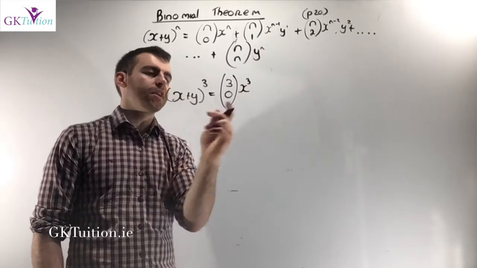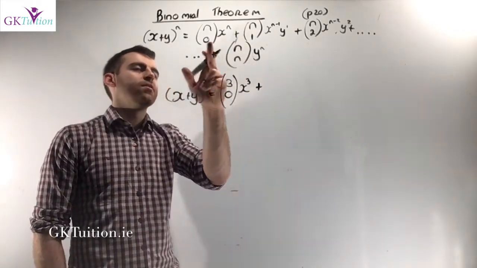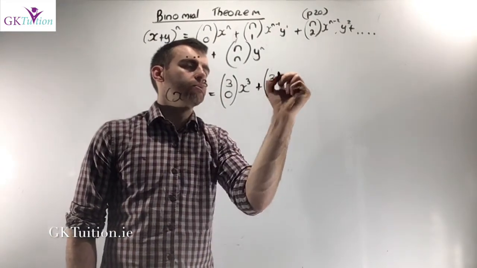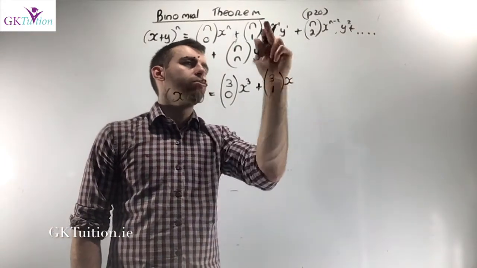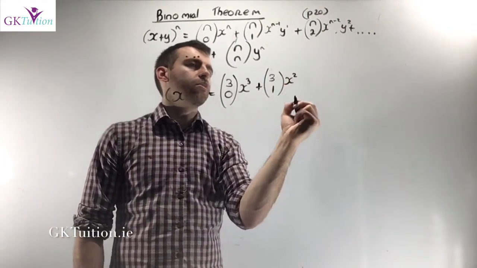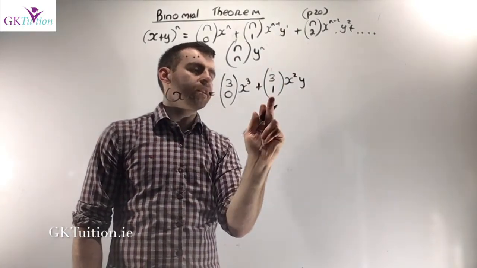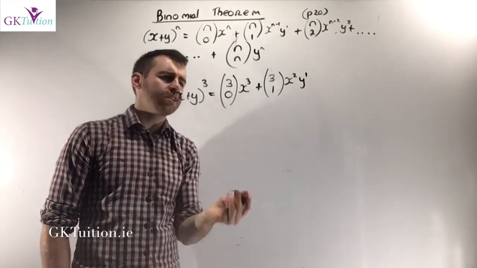Now, because there's a plus here, once again all of my terms are going to be pluses. And this time instead of a 0 I need to introduce a 1. So this time I'm going to have 3 choose 1, and the power of x needs to decrease by 1, so it'll be 3 minus 1, which will give me 2. But I have to introduce a y. It's going to become y to whatever this power is, y to the power of 1. And now I just need to keep going.